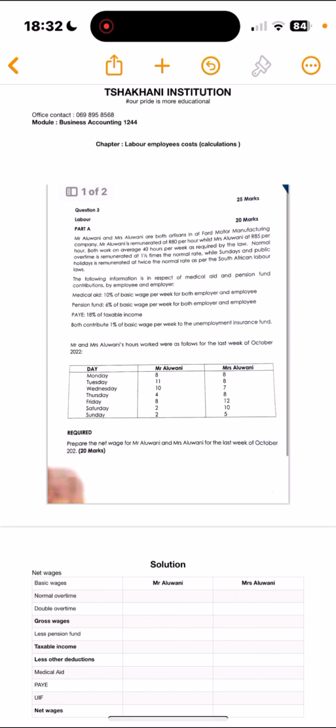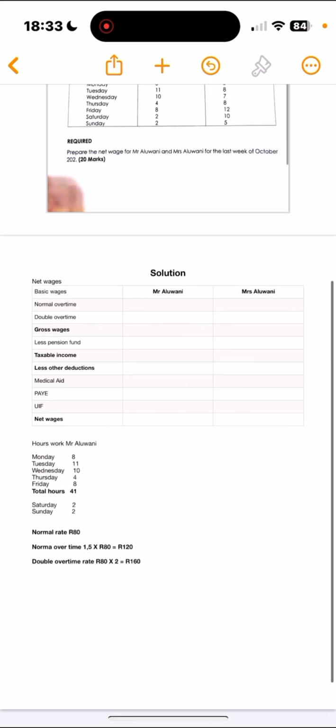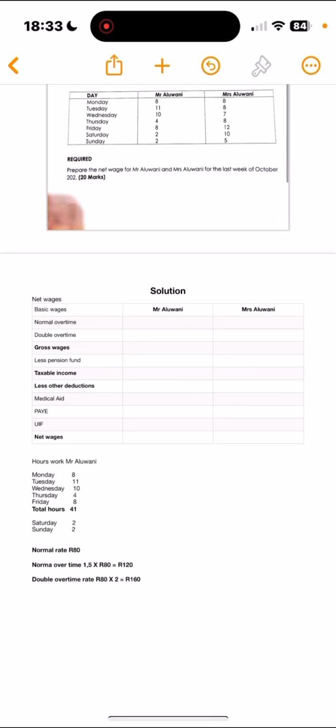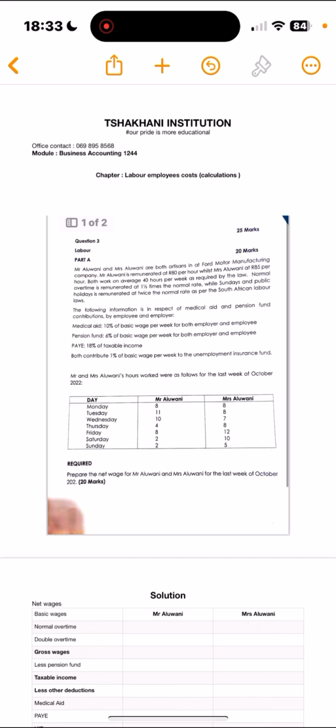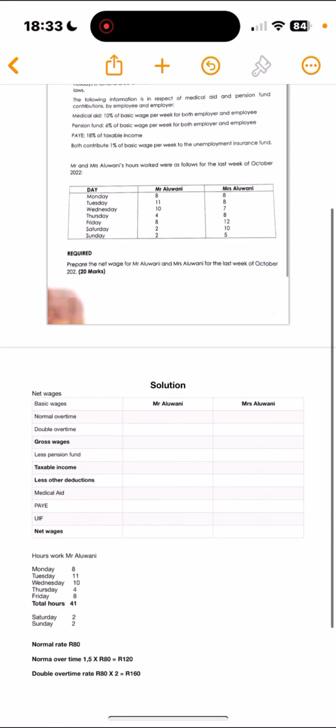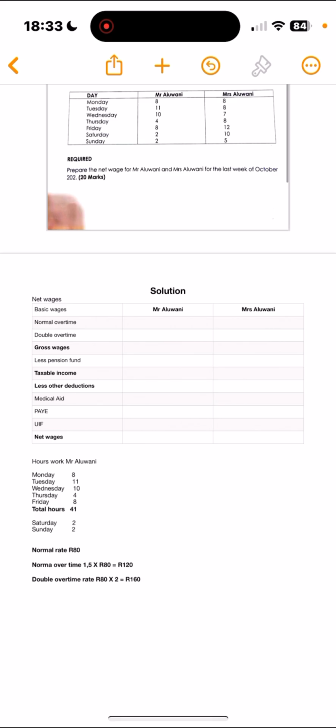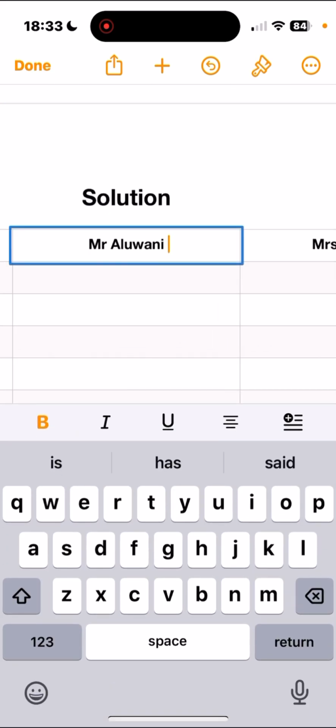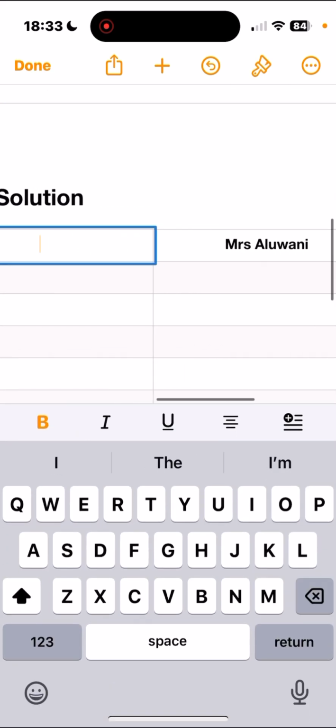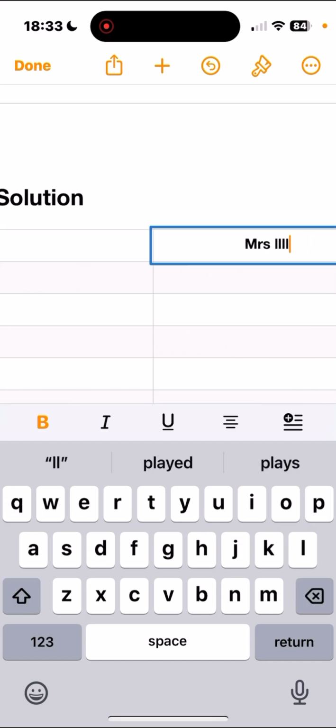I will only focus on one person and then you will do for the other one. So I will focus on Mr. Arwani. If you can check down here on my solution, I have indicated how much normal rate he is getting, which is 80. And then they said both work on an average 40 hours per week as required by the law. So meaning that each and every worker a week, which is Monday to Sunday, they have to meet a normal hours of 40 hours.